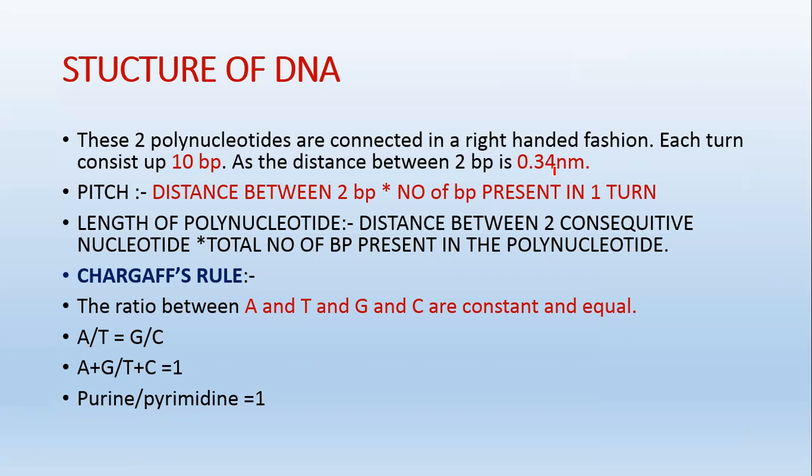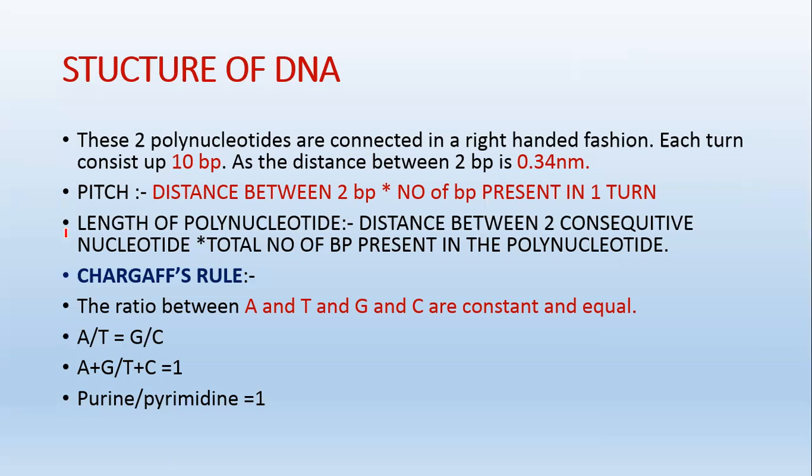So what is pitch? It is the distance between two base pairs and the number of base pairs present in one turn. So here it is written, what is the distance between two base pairs? The distance between two base pairs is 0.34 nanometer into the number of base pairs per turn. In one turn, how many base pairs are there? 10 base pairs are there. So all you need to do is 0.34 into 10. So what will be the pitch? Pitch will be 3.4. It will be 3.4.